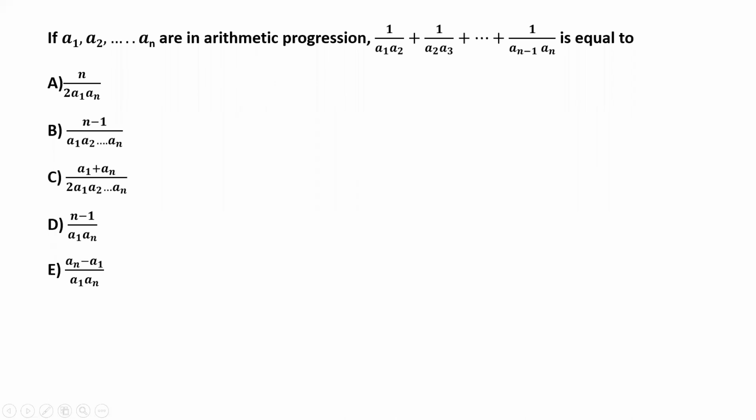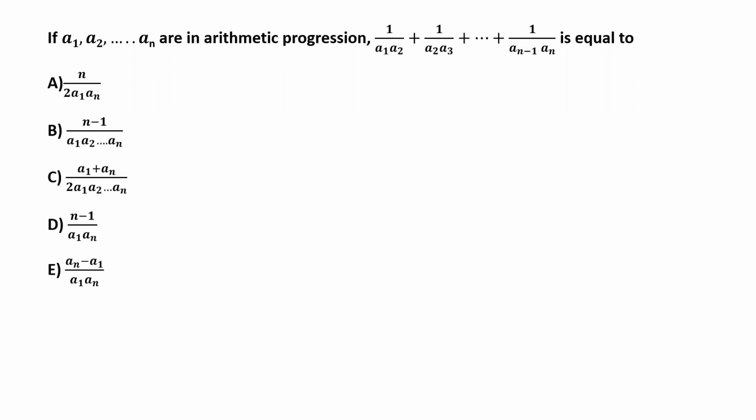This is a problem on sequences in arithmetic progression, and we are given a sequence a1, a2, ... an that is in arithmetic progression, and then we are asked to find the value of this sum, which is really the sum of the reciprocal of the products of consecutive terms taken two at a time. So 1 by a1 multiplied by a2 plus 1 by a2 multiplied by a3 and so on till 1 by an minus 1 multiplied by an.